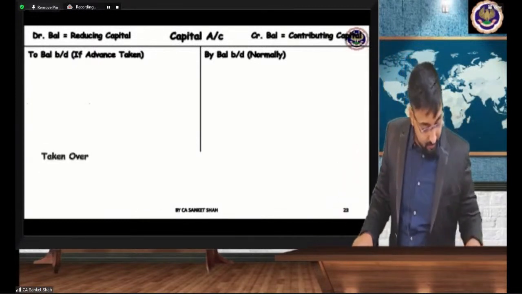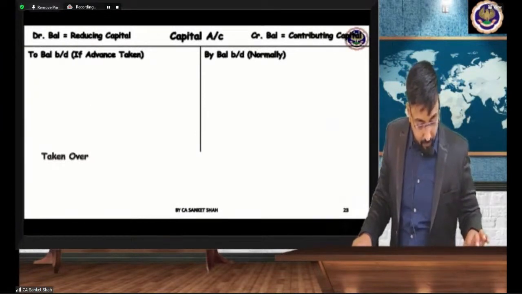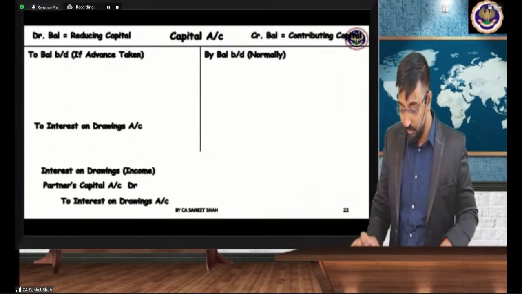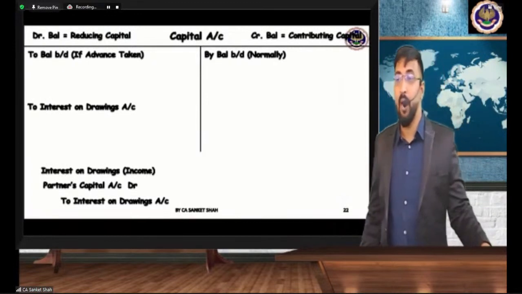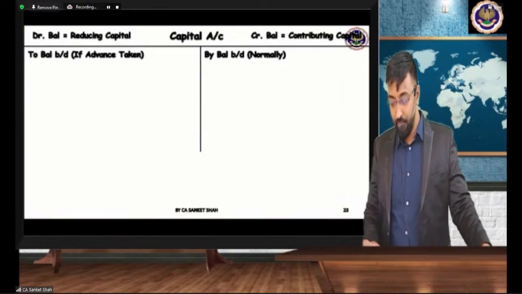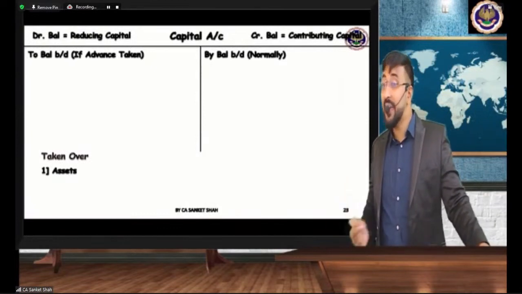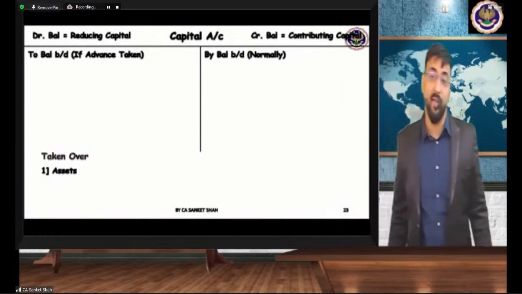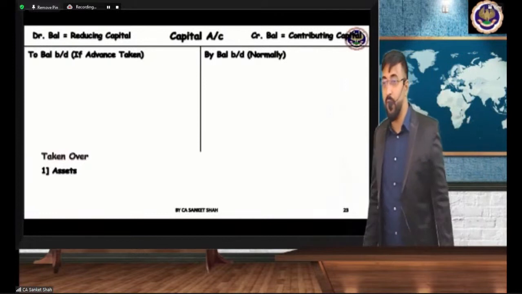Yes, now we will see. बेटा लिख के हो गया क्या? Interest on drawing is over. Now let's see, if an asset is taken over. I want the answer. If an asset is taken over by a partner, if some asset is there in the business and it is taken over by the partner, what is the entry?